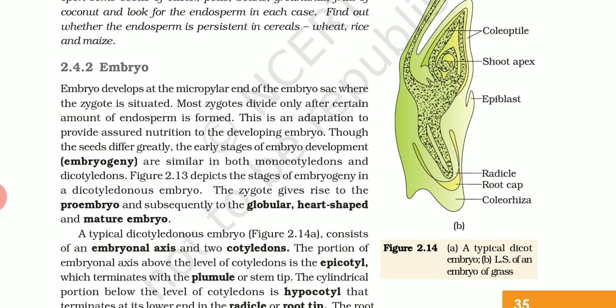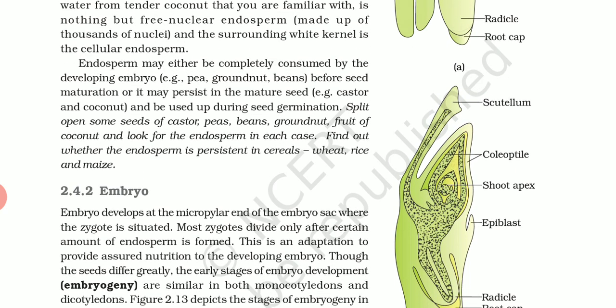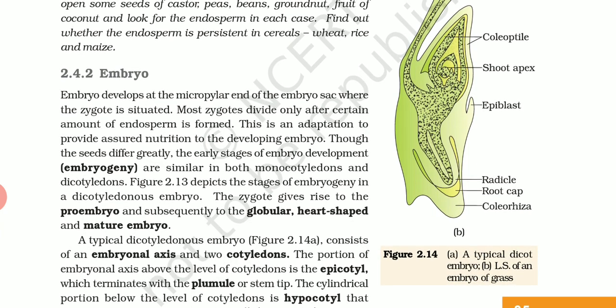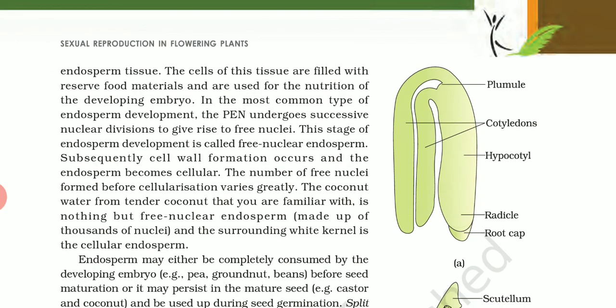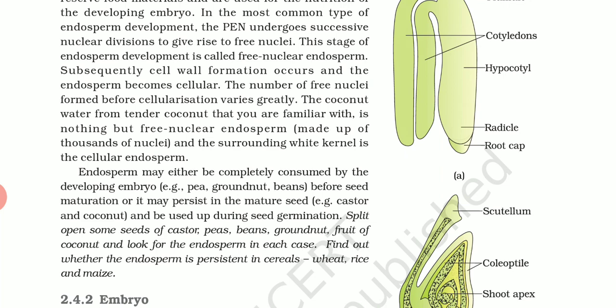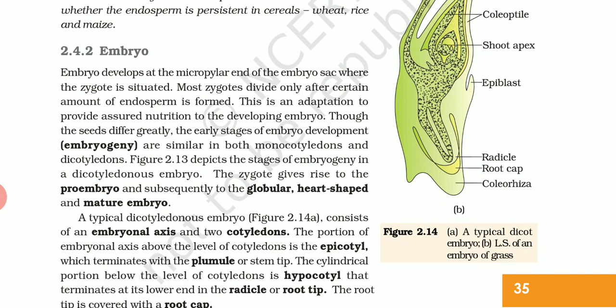Now look at this figure 2.14. A typical dicot embryo has certain parts. So first of all, what does it have? It has an embryonal axis and two cotyledons. You can see here the two cotyledons, and also we have the embryonal axis. So the embryonal axis and the two cotyledons are the two important aspects of a dicot embryo.